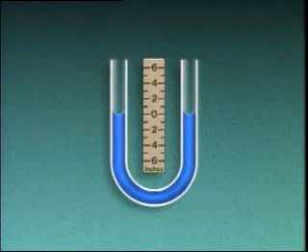One of the most basic pressure measuring devices is a manometer. A manometer operates on the principle that a column of liquid of a certain height will always exert a specific amount of pressure. One common type of manometer is a U-tube manometer.